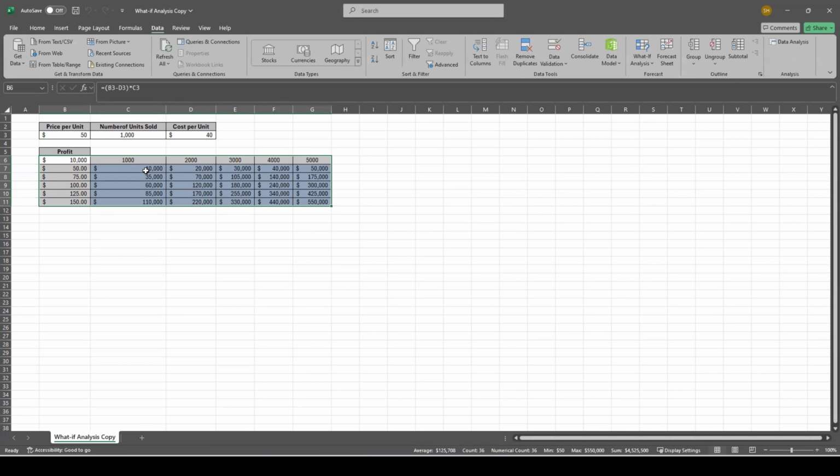So we already have the results. Just to cross-check, for a price of $50 per unit and 1,000 units sold, we are supposed to get a profit of $10,000. Are we getting that? Yes. See, for 1,000 units and a $50 price, we are getting $10,000 profit. Just like that, all the combinations are filled in. This is how you can get the results for all the combinations for data analysis.